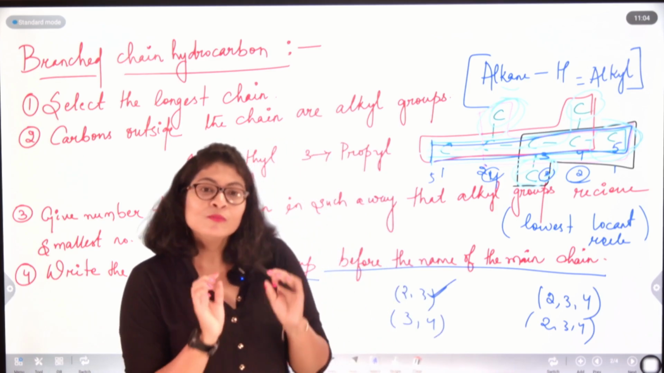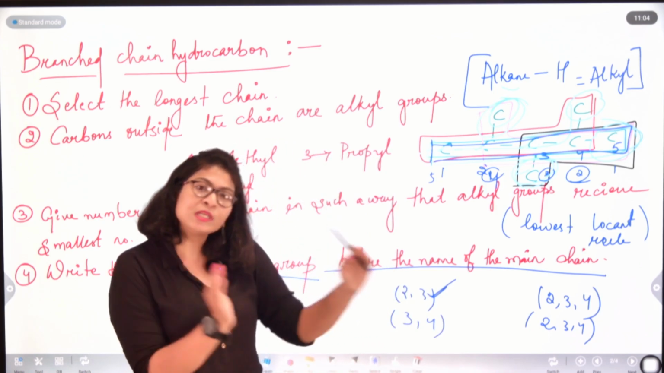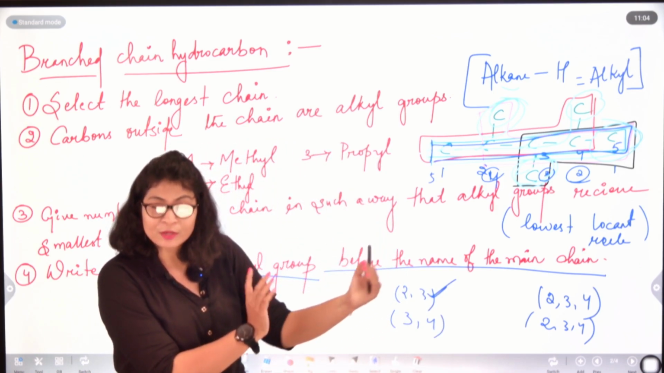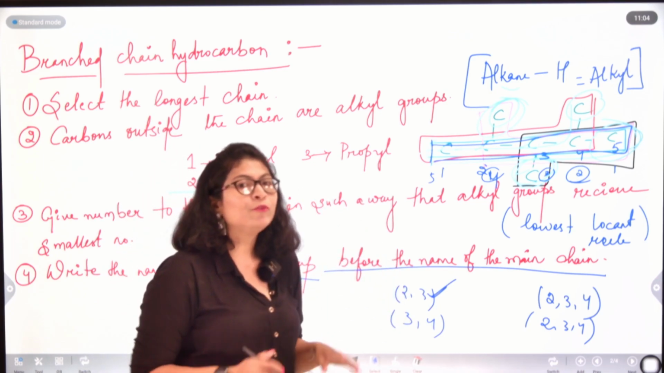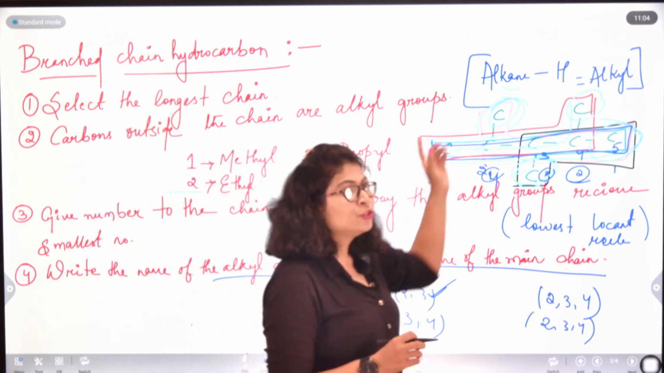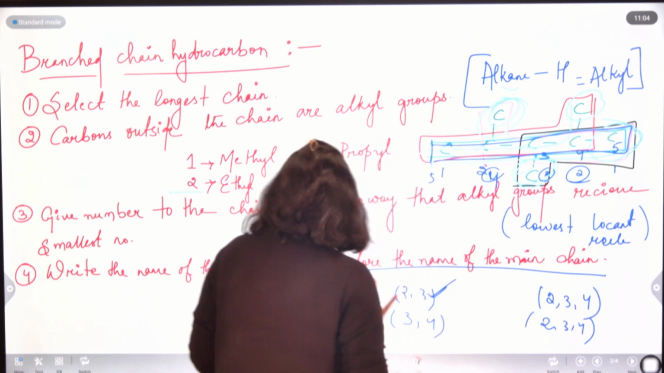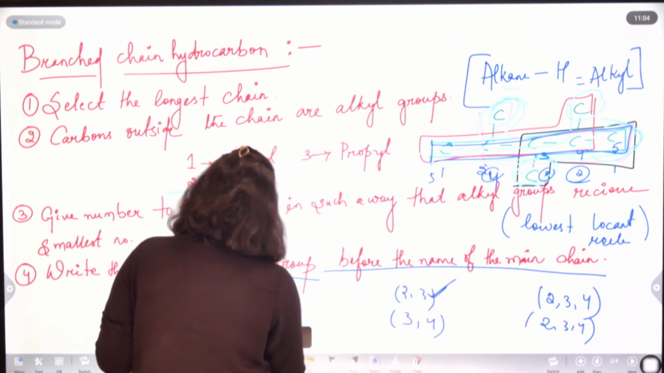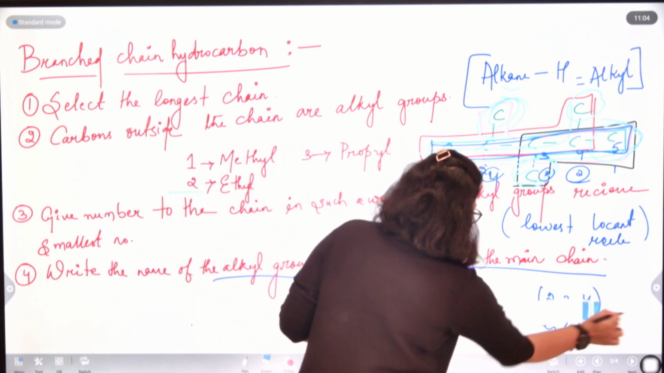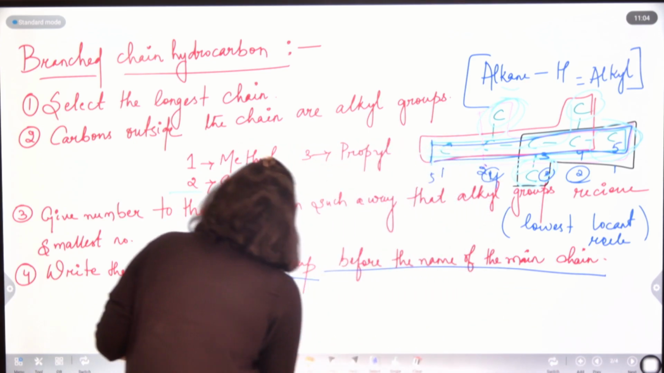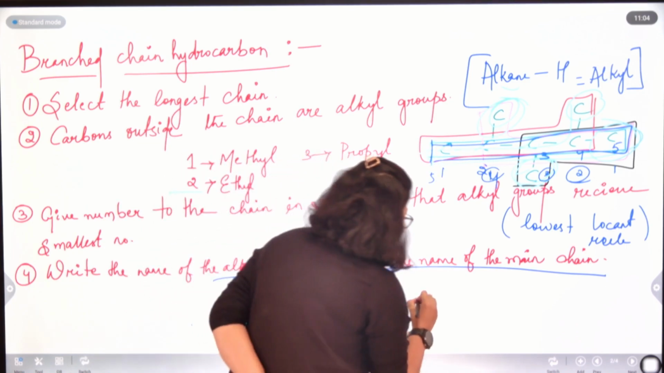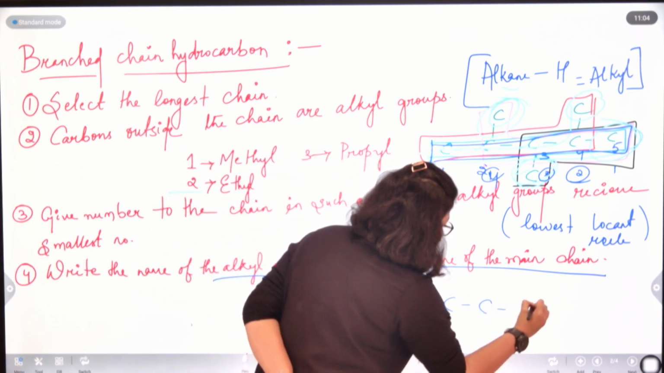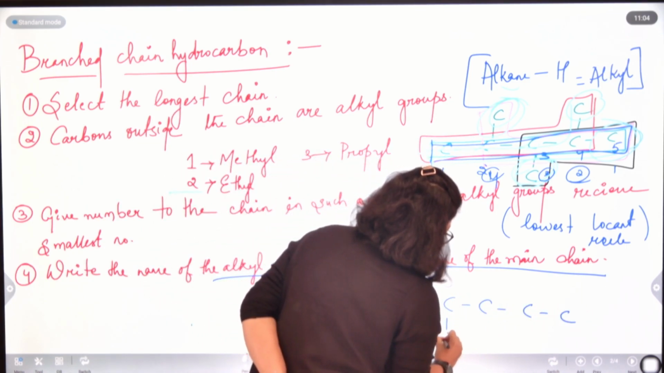So the word root and suffix remain the same. They belong to a particular section. But before that, I have to write the name of the branching also. Suppose, now let me take a fresh example. I have a carbon chain which is like this.